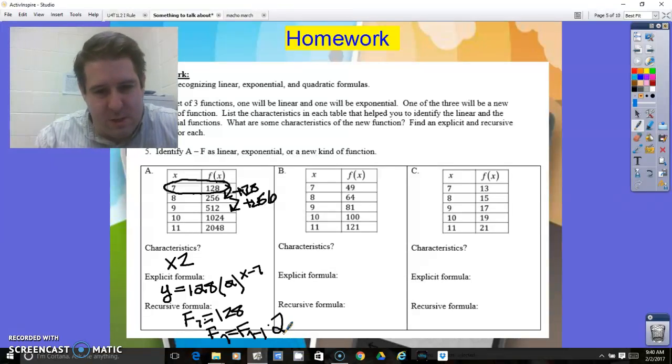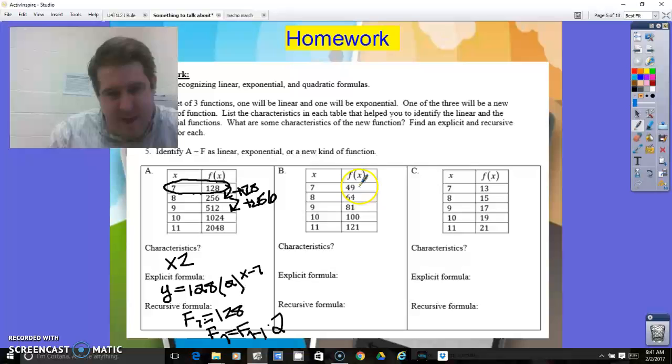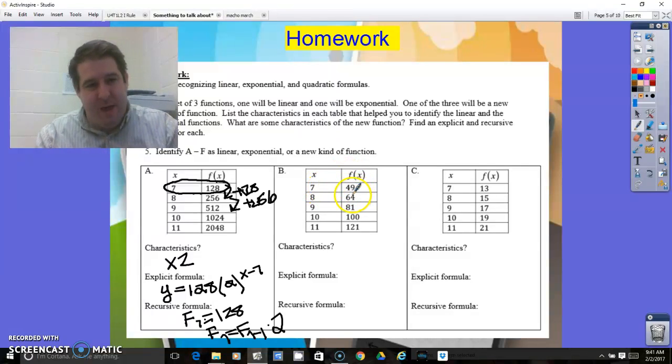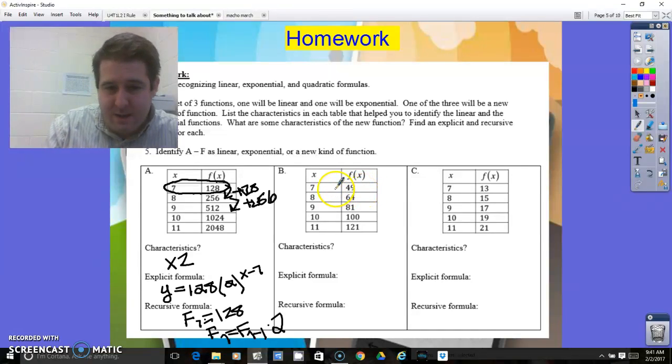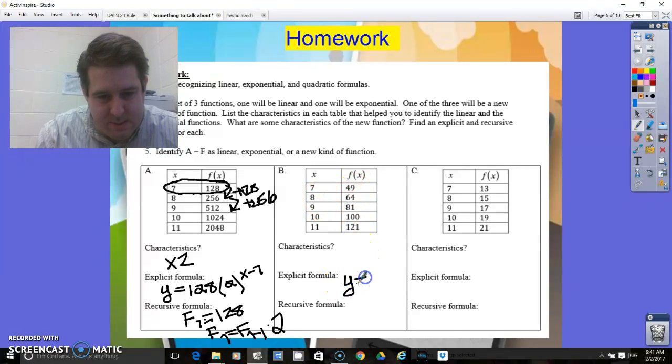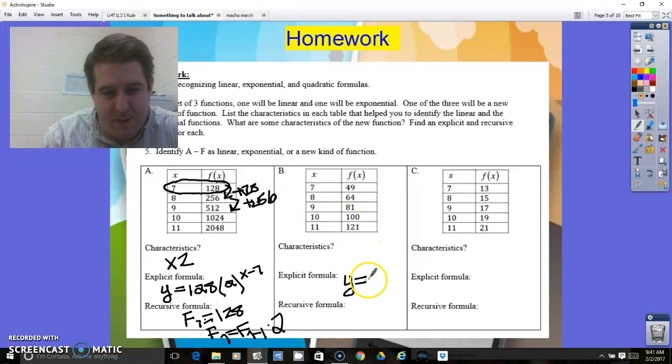All right, question B. So I'm looking for a pattern once again. 49 goes to 64, goes to 81, goes to 100, goes to 121. If you're really observant, you will notice that the f of x, the answer, is x squared, x times itself. I could find the second difference, but I've already noticed that pattern. 7 times itself is 49, 8 times itself is 64. So the explicit formula is what we call the parent function of quadratics. It means the most basic form possible. So it's just x squared. The characteristic I know is that the x is being multiplied by itself.